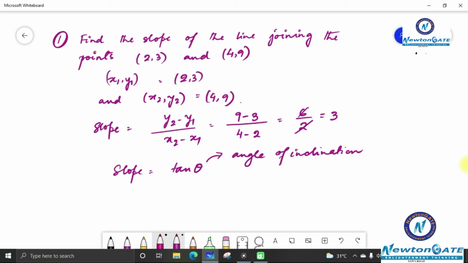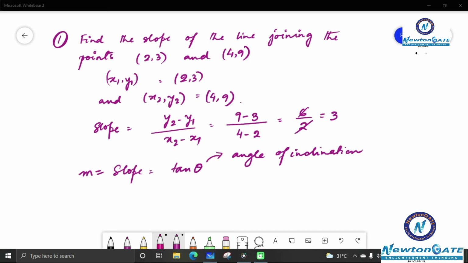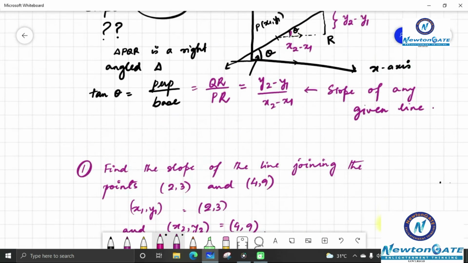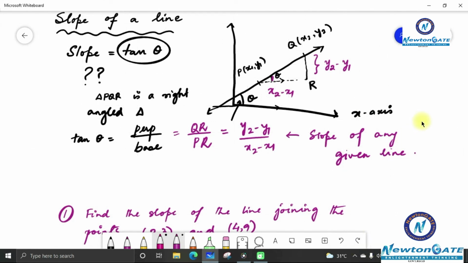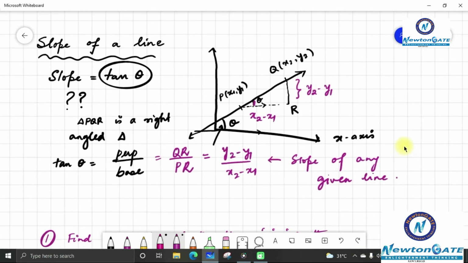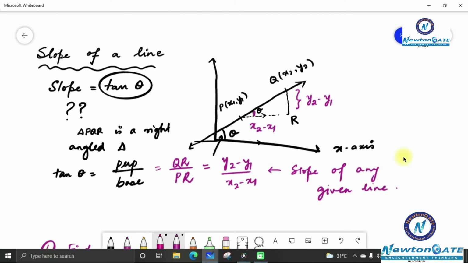Now here, one more thing I'd like to say is that slope is annotated by the letter m. It's generally defined with the letter m. So m is equal to slope is equal to tan theta. Now if I go back to the formula that we had discussed above, we have some things to note over here.